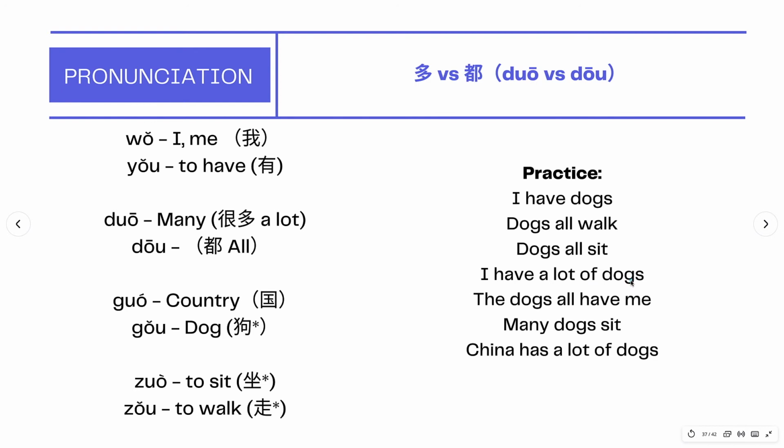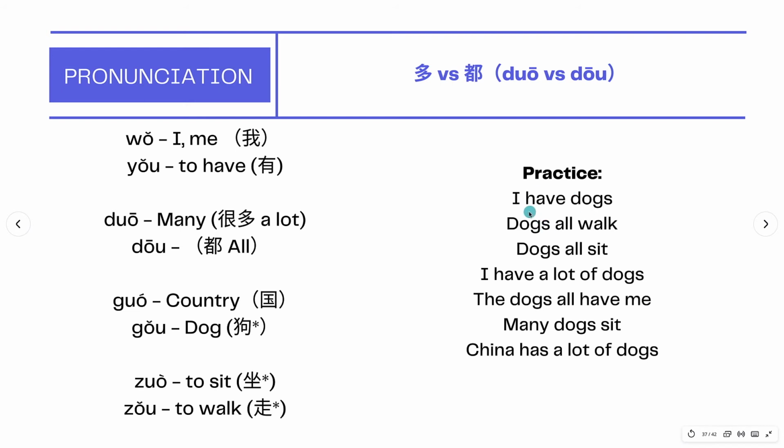We don't care, simply. The dogs all have me. 狗都有我. So again here, three o, and then one o at the end. Wonderful. Many dogs sit. 很多狗坐. China has a lot of dogs. 中国有很多狗. Fantastic.